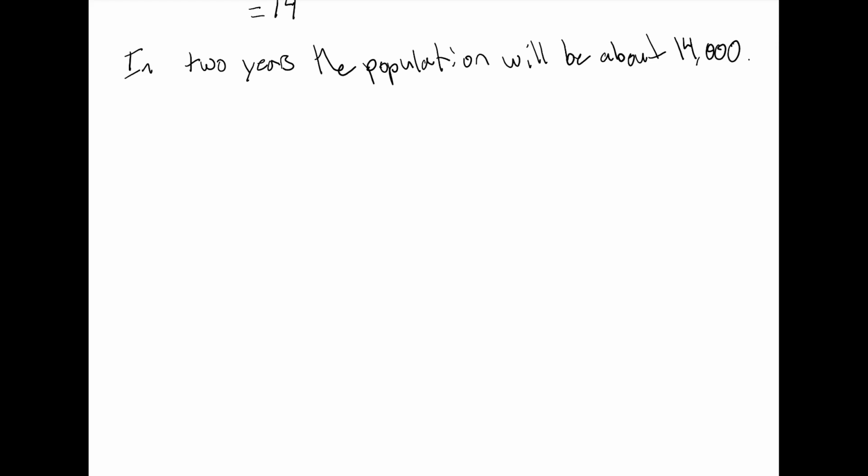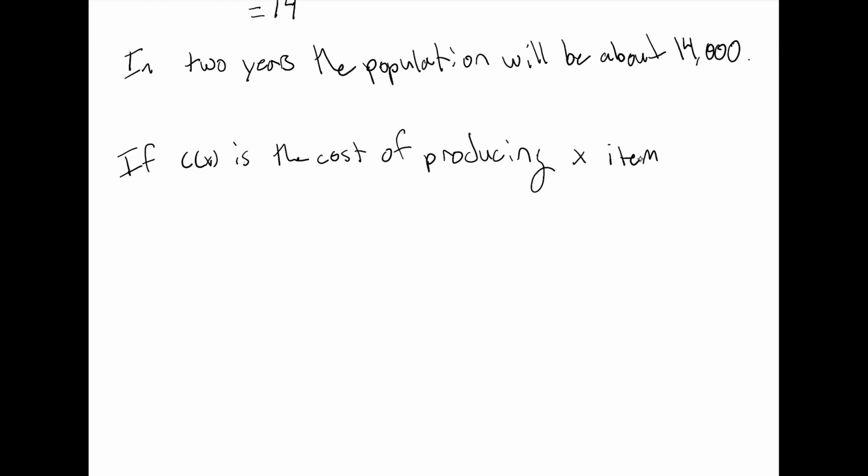So let's first get some definitions out of there. If C of X is our cost of producing X items or units, then the marginal cost is MC of X, which is just equal to C prime of X, right? So it's just the derivative.